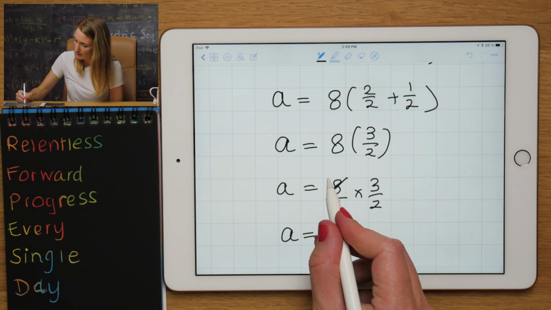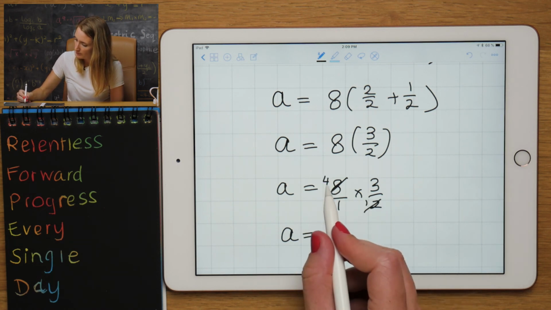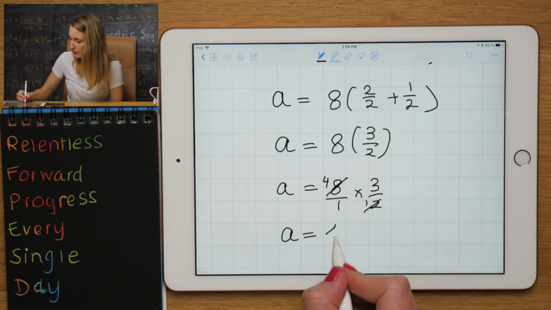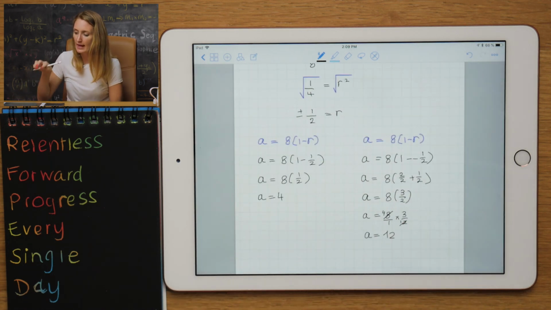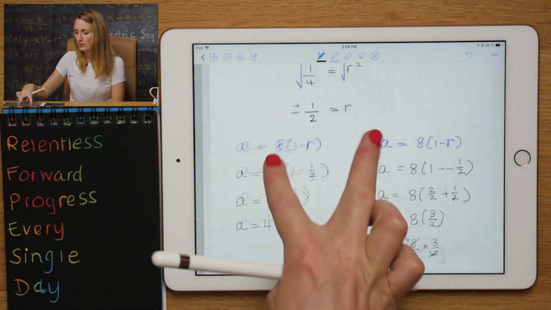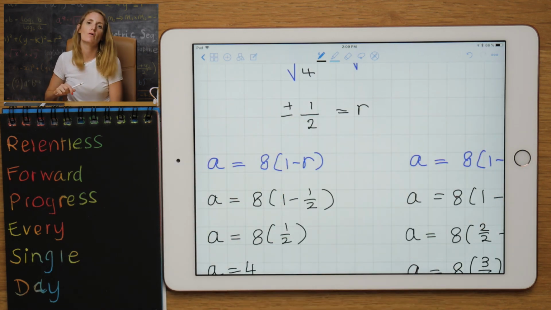You can cancel here. So that'd be 4, that'd be 1. So 4 times 3 is 12, and 1 times 1 at the bottom is 1. So you get two values of a depending on your two different values of r.